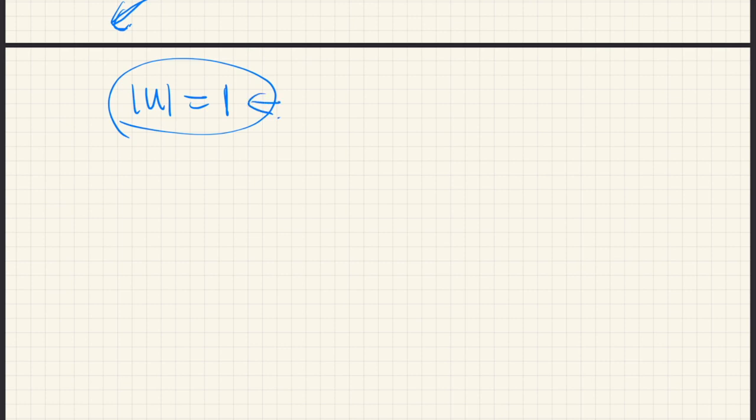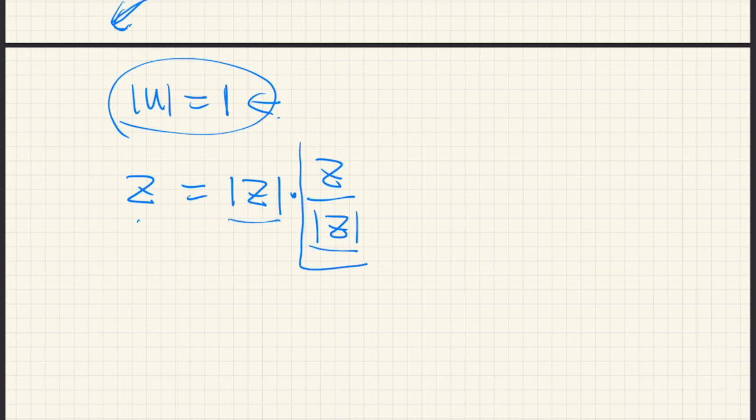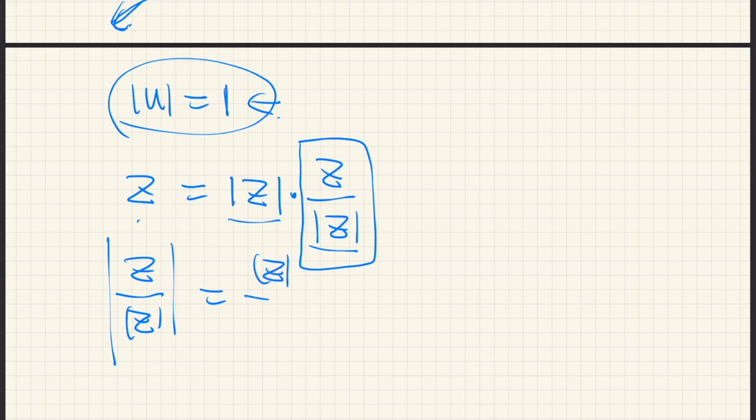We consider this one first because any complex number, let's say z, can be decomposed in this way. As long as it's not 0, it can be written as the absolute value of z times z divided by the absolute value of z, because they cancel, right? And this part has the absolute value of 1. It's easy to see, because if we take the absolute value of this complex number, it becomes the absolute value of z divided by the absolute value of z, which is 1.